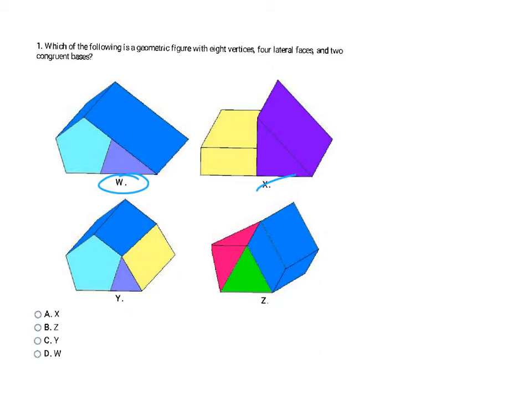Y is going to have 1, 2, 3, 4, 5 vertices in the front, so that means it's going to have 5 in the back for a total of 10. So it can't be Y because it has 10 vertices instead of 8. And looking at Z here, it looks like it has 1, 2, 3, 4, 5, 6, 7, 8, 9. Oh, I'm already past my 8 vertices.